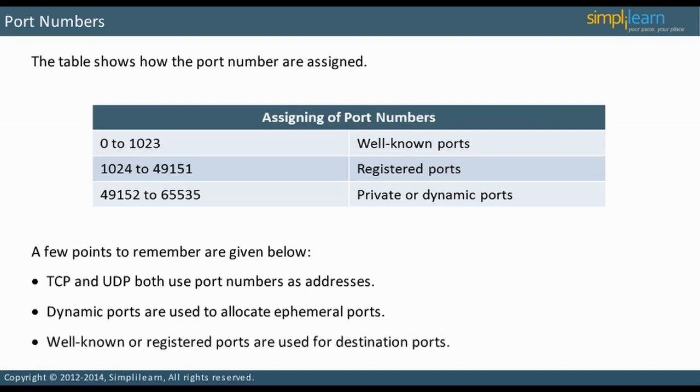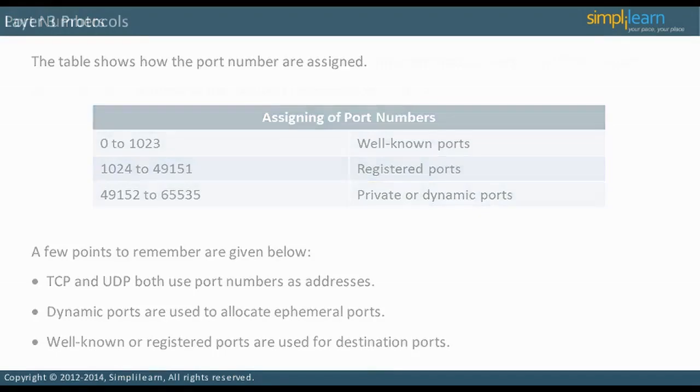Well-known or registered ports are used for destination ports. For example, when you send an HTTPS request, the source port is a dynamic port and the destination port is TCP port number 443. In the next slide, we will understand Layer 3 protocols.